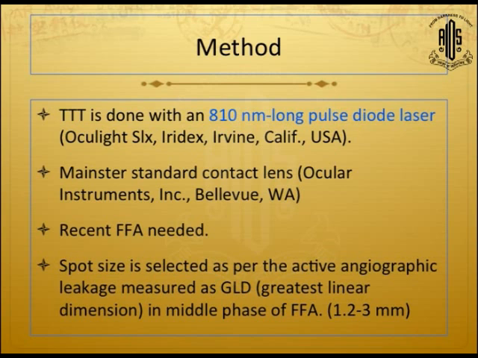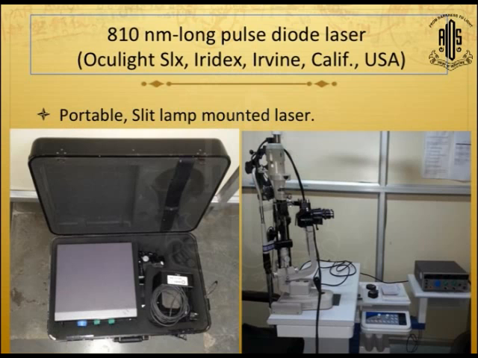But the point to remember is that this spot size, the GLD, is seen in the middle phase of the FFA and might vary from 1.2 to 3 millimeter. This laser is a very portable machine, and it can be mounted on the slit lamp. You can see the adapter which is mounted on the slit lamp here. So that's the adapter, and that's the portable machine.